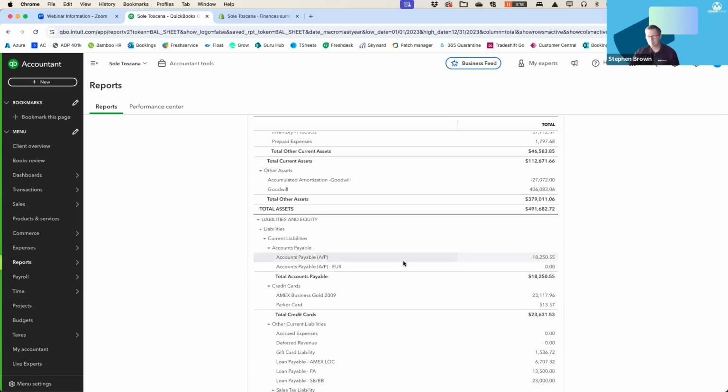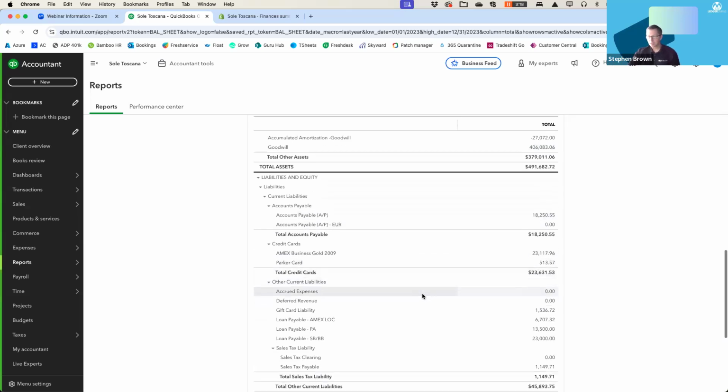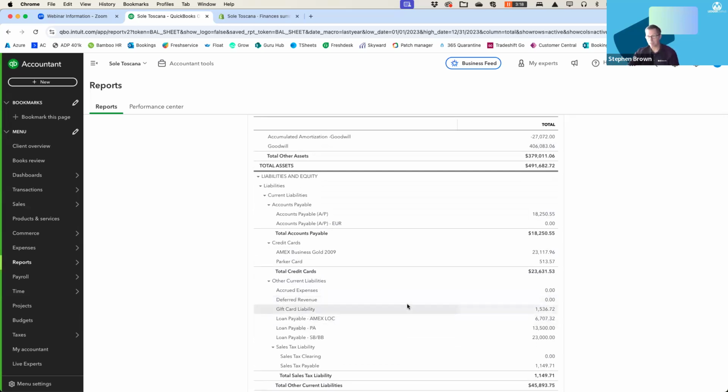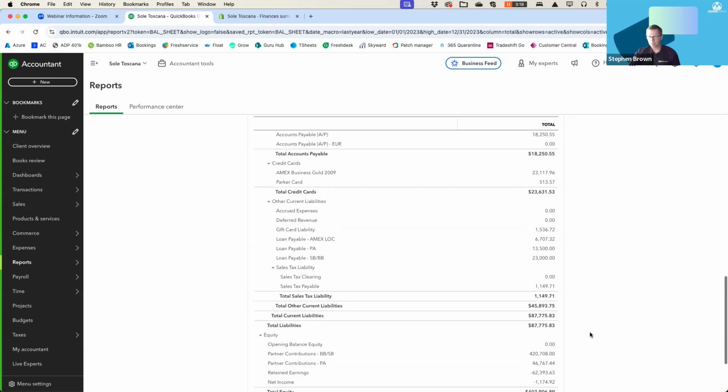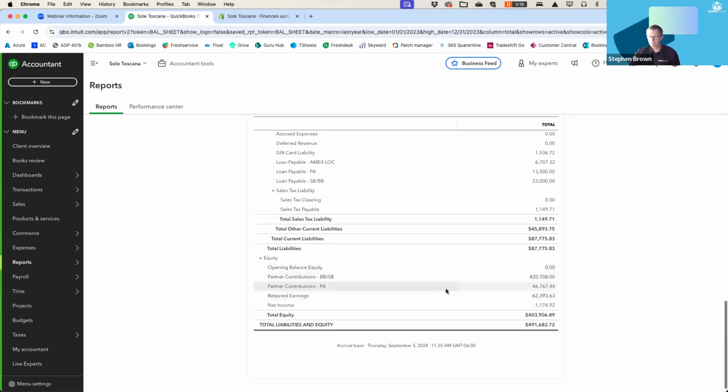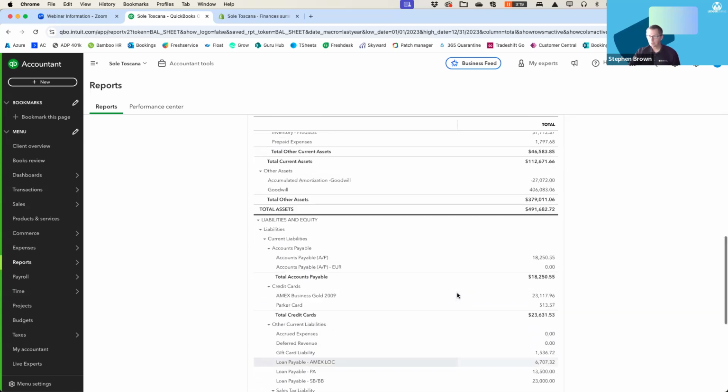Accounts payable, that makes sense. We put bills in, that's what we owe. We have credit card balances, that's a liability. We have loans. We did an American Express line of credit. We have gift card liabilities. Here are the gift cards that are out there that have not been redeemed. We loaned ourselves the business in the first year because we had to put some cash in and we didn't want to do it as an equity transaction. And then we have a representation of equity. This is the cash that we put in to buy the business, right? So that's your balance sheet.